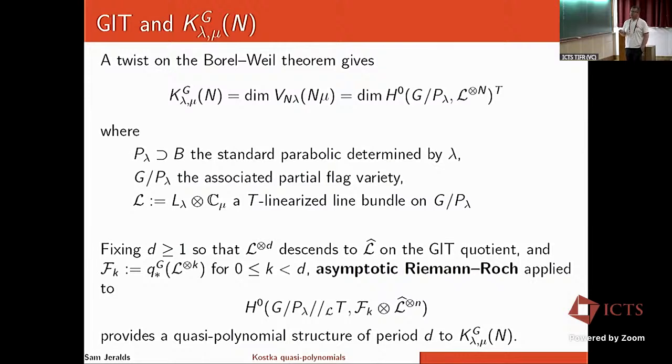And now we're in a setting where I've got a projective variety, and I've got some coherent sheaf with powers of a line bundle that I'm interested in. You can apply asymptotic Riemann-Roch. And this is going to tell you that for each fixed k, this dimension is going to be polynomial in n, and you can collect all of those together for all of these k's to build a quasi-polynomial structure on this function of period d.